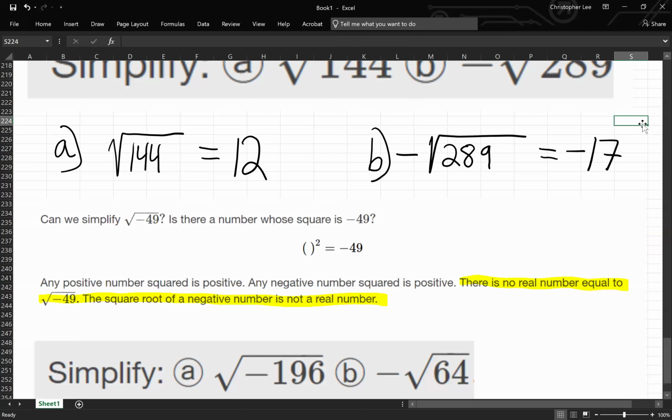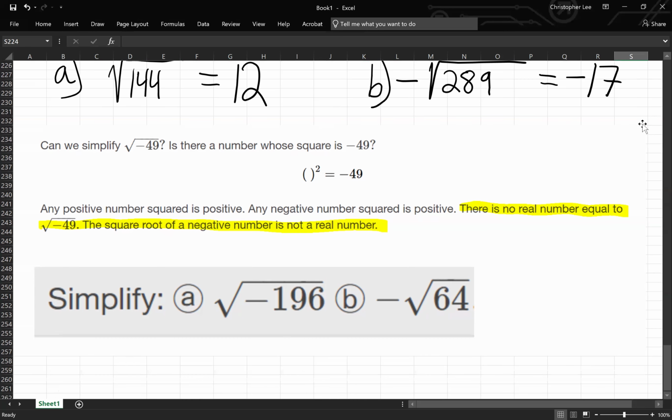So here's a question. Can we simplify the square root of negative 49? Is there a number whose square is negative 49? I'm asking, is there some number I can take the square of to equal negative 49? Any positive number squared is positive. Any negative number squared is positive. There is no real number equal to the square root of negative 49. The square root of a negative number is not a real number. Let's remember that.